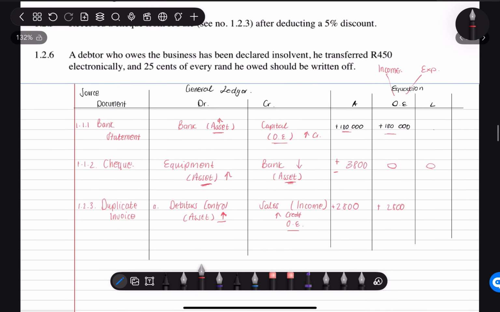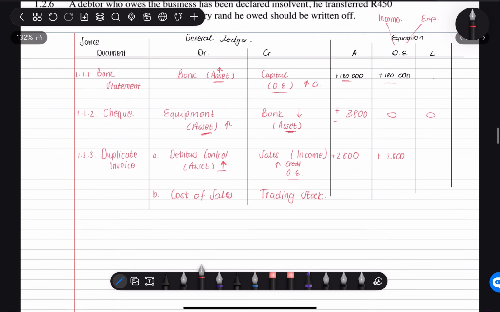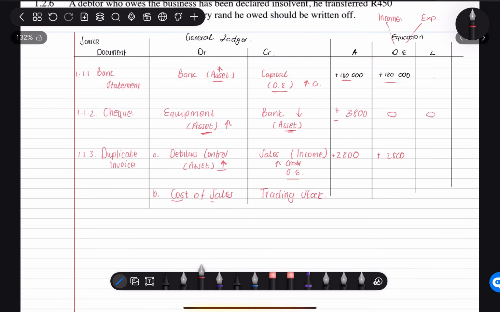Okay, so let's put that down. So part B, cost of sales. Cost of sales is an expense account. We've got cost of sales and we have then got trading stock. Let's think about it. As the name says, cost of sales, the cost of our goods. So what was the cost of our goods?